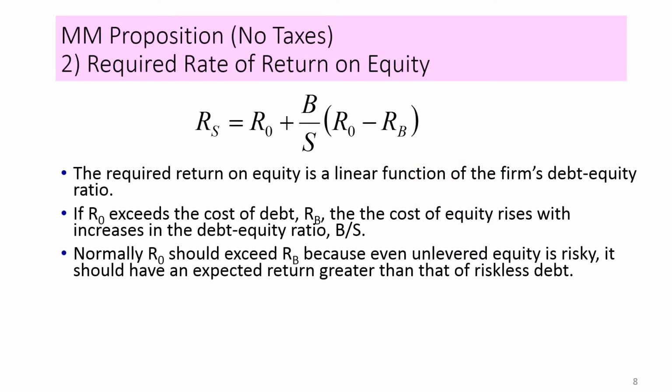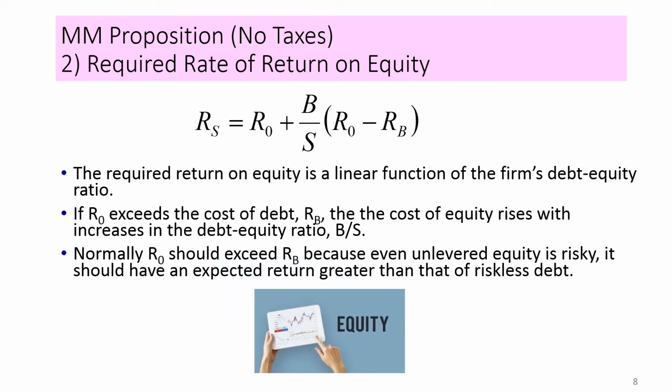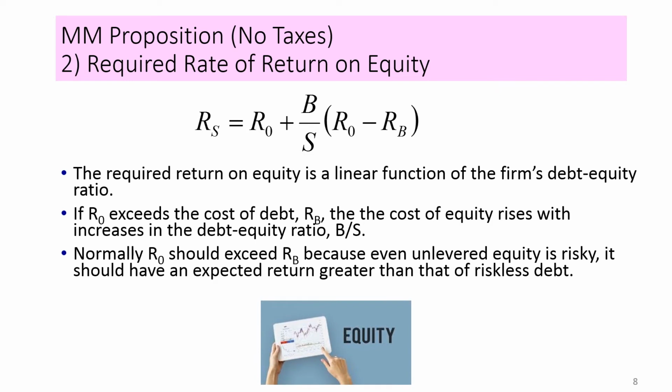This formula is used to calculate the cost of equity. RS stands for cost of equity of levered firm. R0 stands for cost of equity of unlevered firm. The required return on equity is a linear function of the firm's debt-equity ratio. If you observe further, you will notice that the equation represents the equation of a straight line. The higher the leverage, the higher the cost of equity.